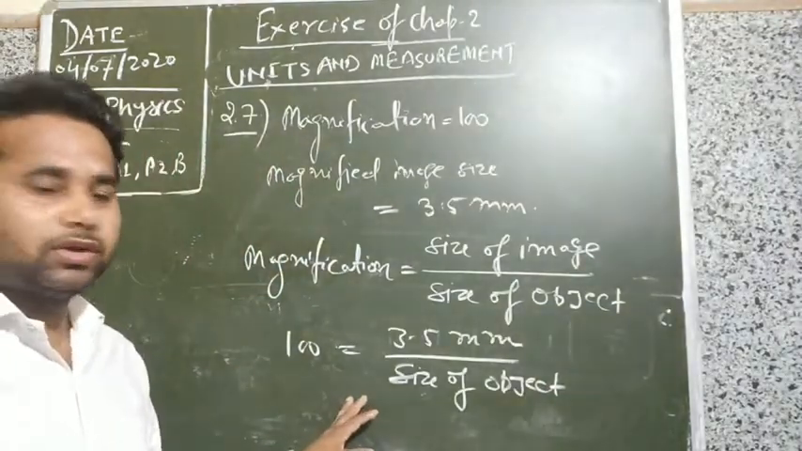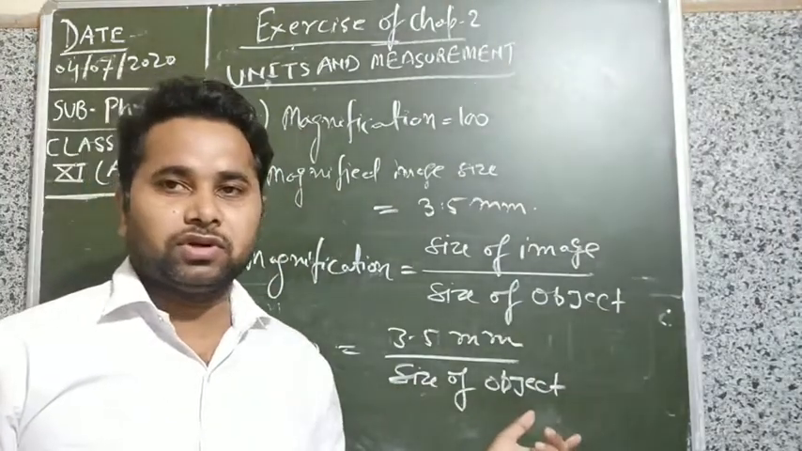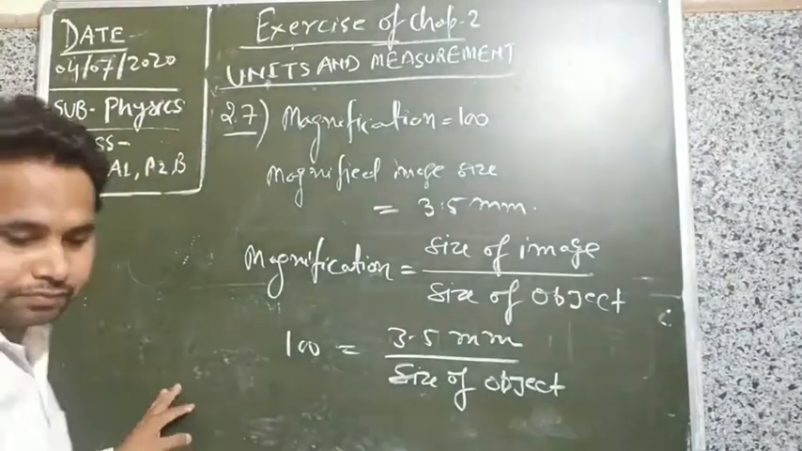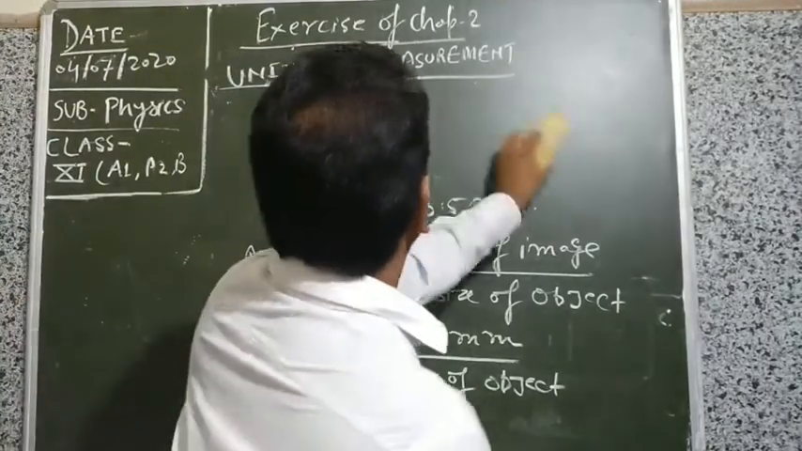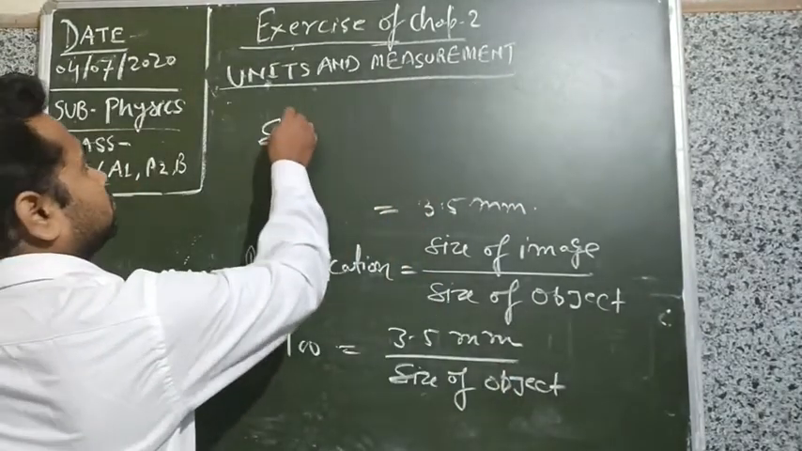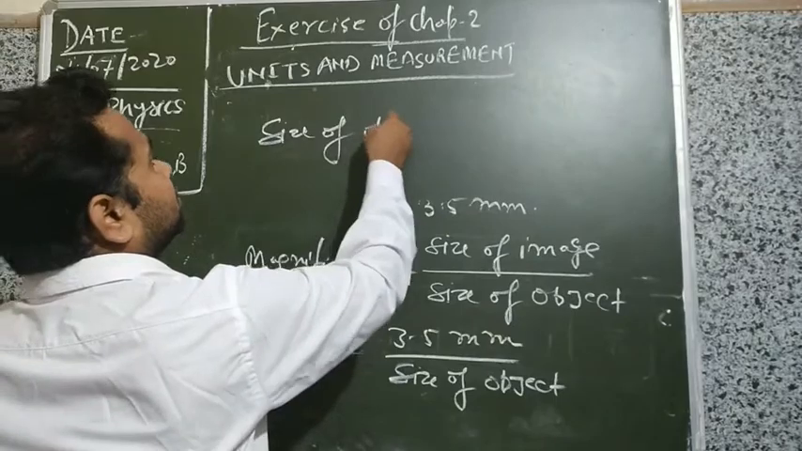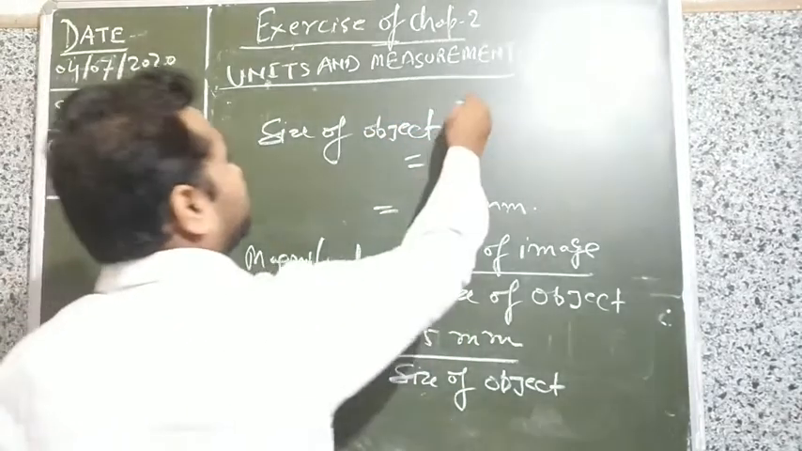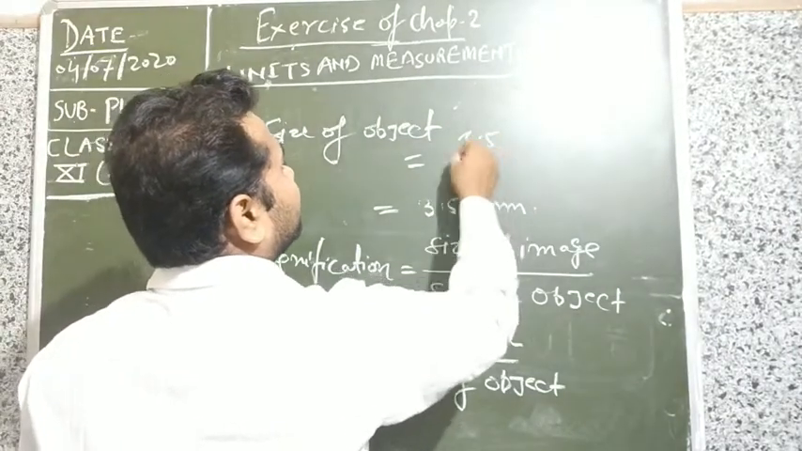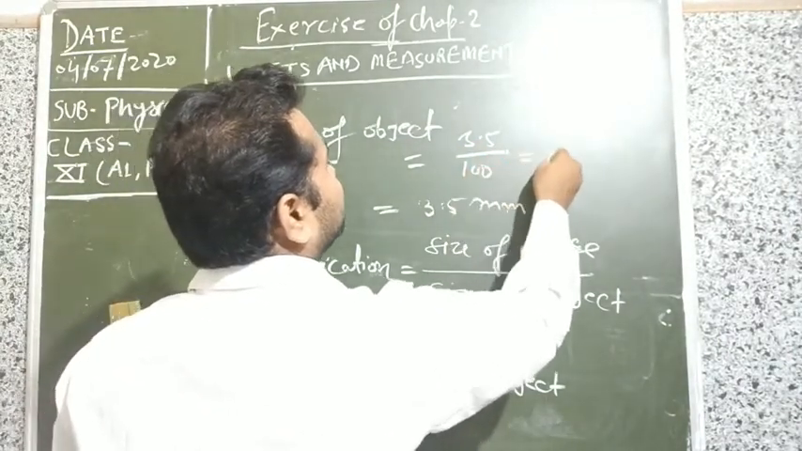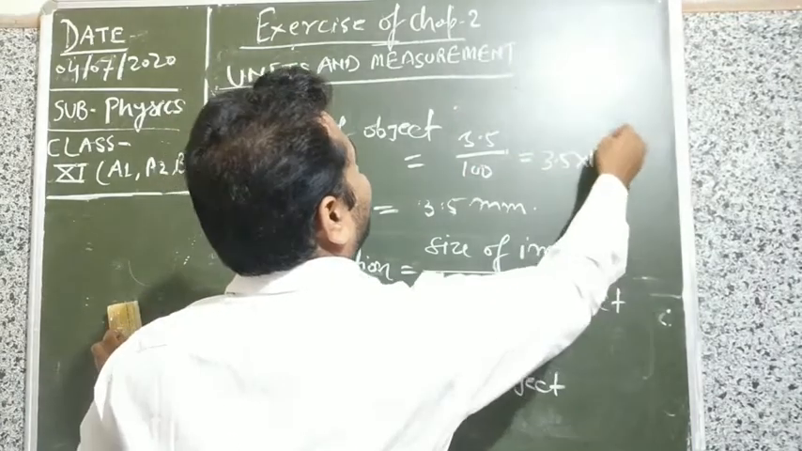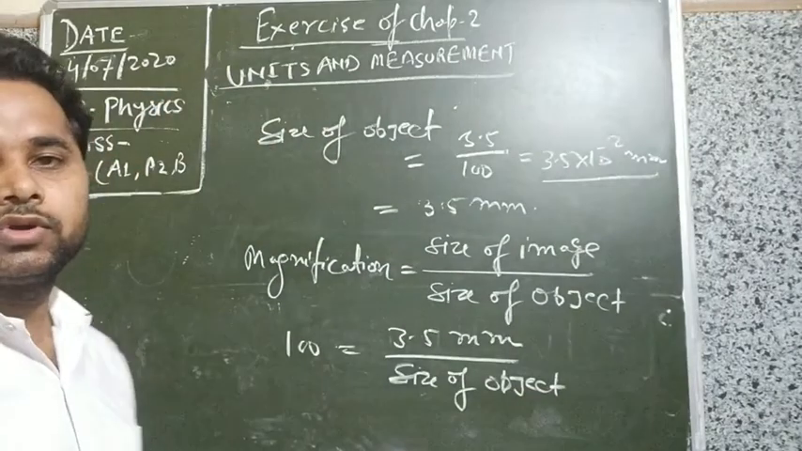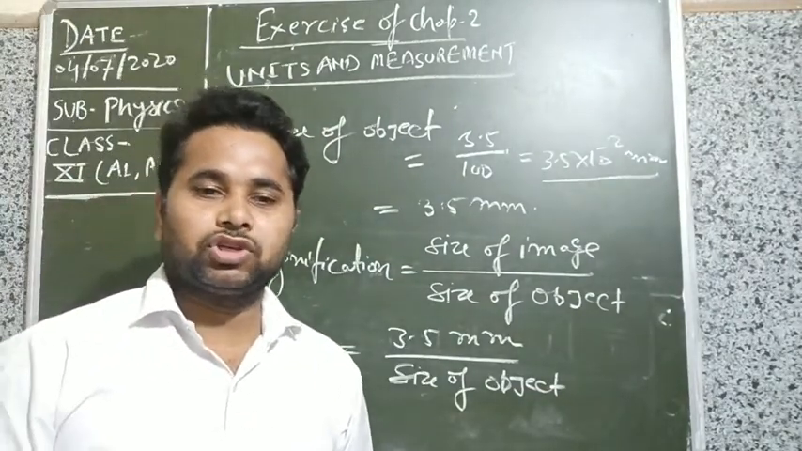So from this relation you can get the value of the size of object, means the actual size of the human hair. So size of object equals, by cross multiplication, 3.5 mm divided by 100, and it equals 3.5 into 10 power minus 2 mm. Okay, so this is the solution of the question number 2.7 here.